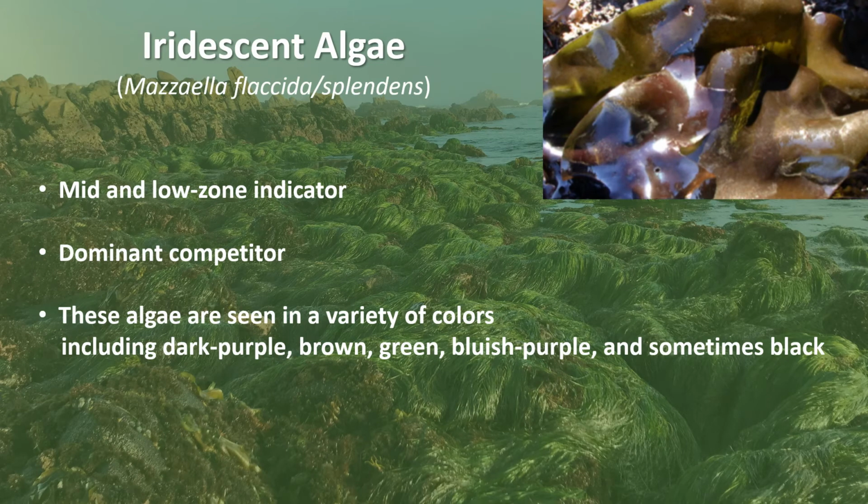Iridescent algae is also another algal species most likely to shift zones due to sea level rise because it is a mid and low zone indicator species as well as a dominant competitor.